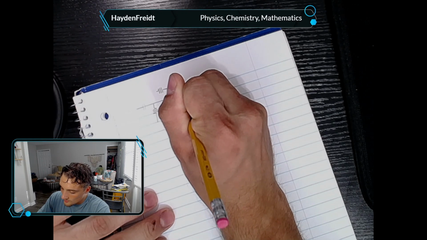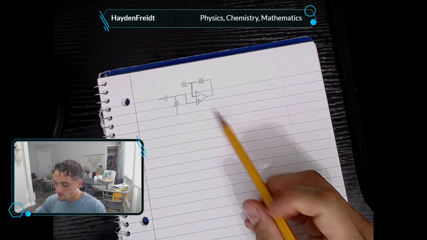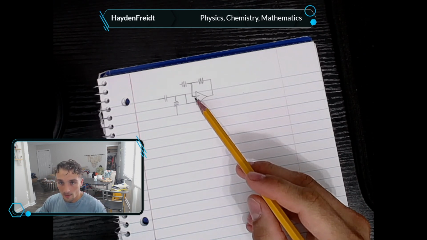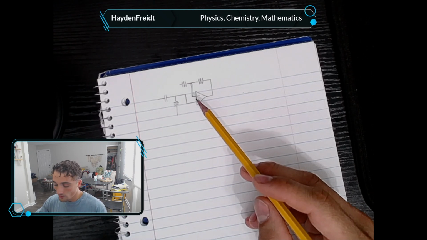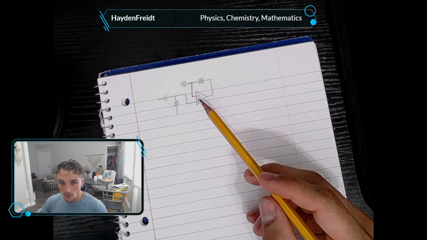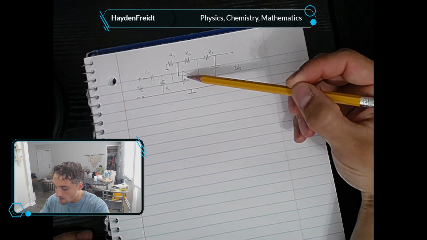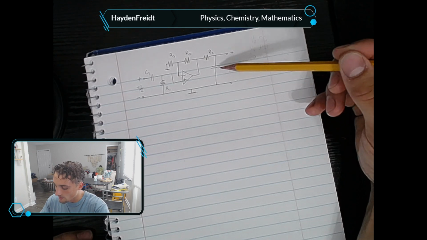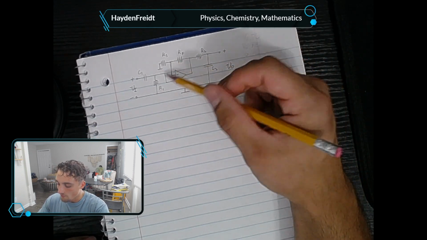Okay, we got a couple more resistors here. It's common for the operational amplifier's feedback loop to be connected to the inverting input. This is the non-inverting input. The inverting input is negative, and so it's common for the feedback loop to go to the negative. This resistor at the end of it connects to ground. Operational amplifier, we have a capacitor here, we have a capacitor here. Label that as C2. And we have our resistors.